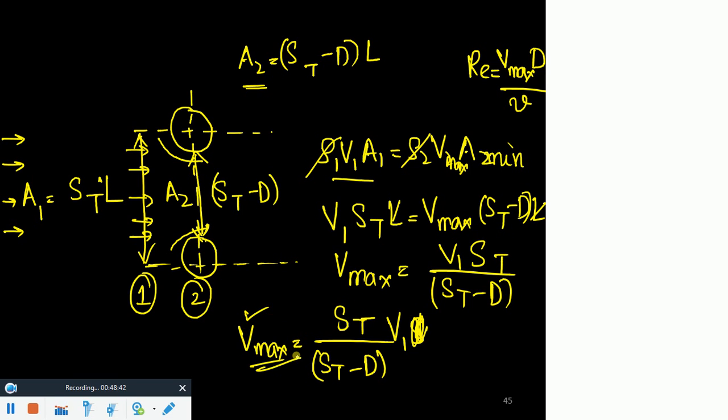After finding this V max, you would go to the calculation of Reynolds number, because Nusselt number would be dependent on the Reynolds number. You have to look at the appropriate correlation. So you find V max first, and then the Reynolds number. Okay, so what happens in case of a staggered arrangement?